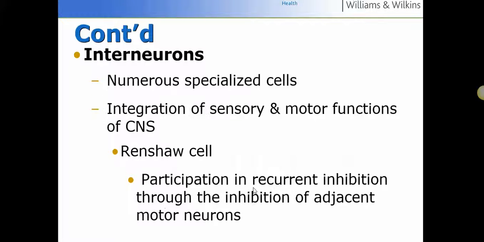And then, of course, you have the interneurons, which are numerous specialized cells, and they help to integrate the sensory and motor functions of the CNS. Okay.